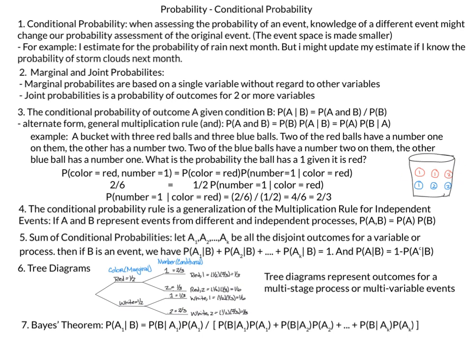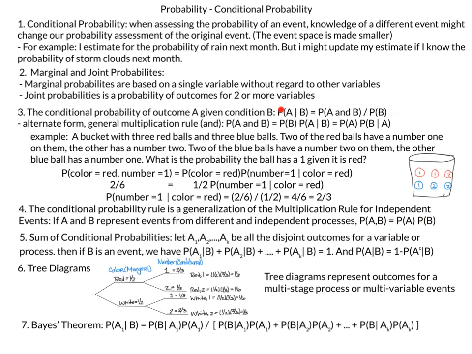The interesting thing about this conditional probability is it is a generalization of the multiplication rule for independent events. Remember, if A and B are independent, that means even if you know A has occurred, it doesn't change your assessment of the probability of B. One event occurring doesn't tell you anything about B. So if A and B represent events from different and independent processes, we had this multiplication rule: probability of A and B occurring equals probability of A times probability of B.